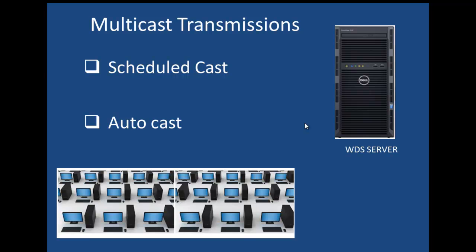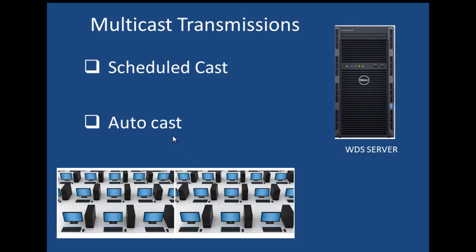With multicasting, the server will send the data a single time. And you see here we have multiple targets. The targets will receive the same data. What this can do is cut down the network traffic to a fraction of the equivalent number of multiple unicast transmissions. Windows Deployment Services gives us two types of multicasting.